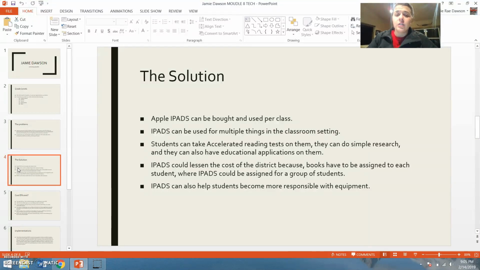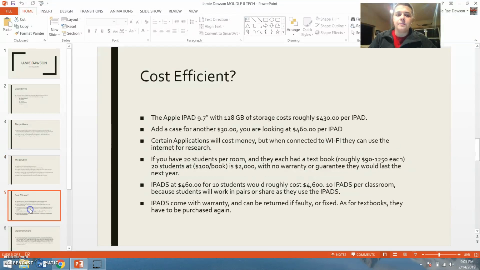If students are held responsible for their actions like they should be, they will have to be more careful with these iPads because they cost a little bit more money than those books, but in the long run, they are warranted. So that will be very beneficial to the district, because they can be repaired as long as they are under warranty.